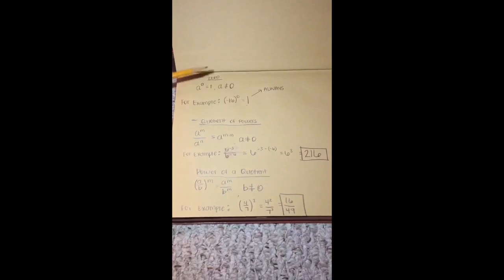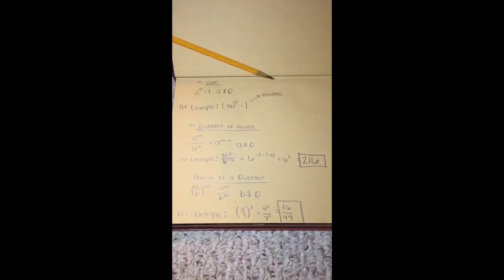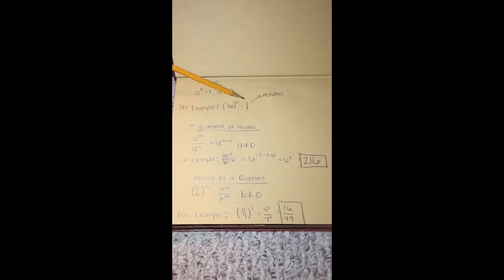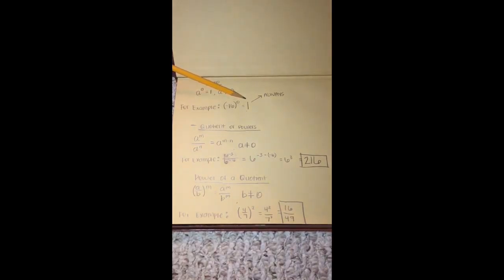Hi, so these are the last three properties of exponents. The first one is the zero property, and that says any number a raised to the 0 power is going to equal 1 if a is not 0. For example, negative 16 raised to the 0 power would equal 1, and that's always. So any number you take to the 0 power will always equal 1. So this is kind of just memorization.